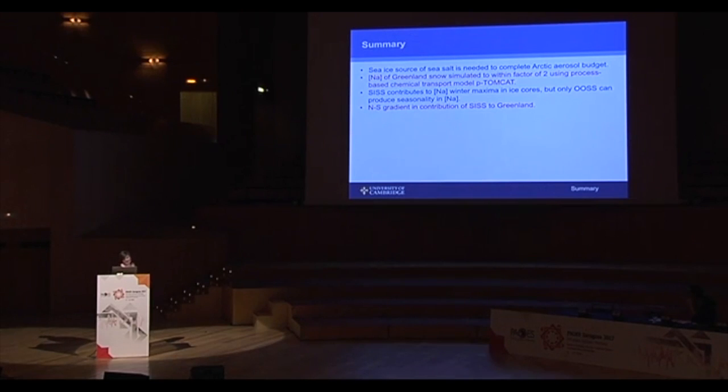So just to summarize then, I think we need that second source of sea salt to complete the Arctic aerosol budget. The model now works well at simulating ice core sodium concentrations to within a factor of 2 at most sites. The sea ice source contributes to the ice core signature, but it's not required to reproduce the seasonality we see. And there's definitely a north-south gradient in Greenland, so you're better off going north.